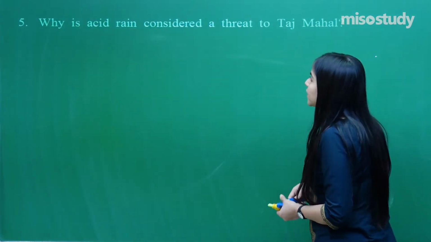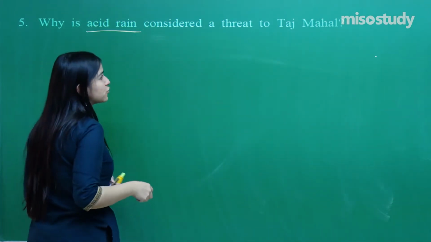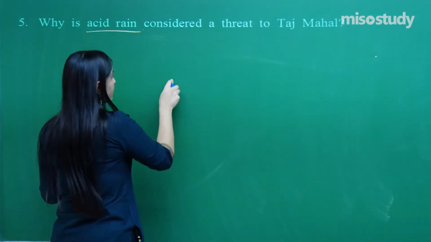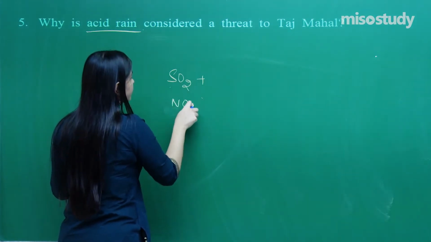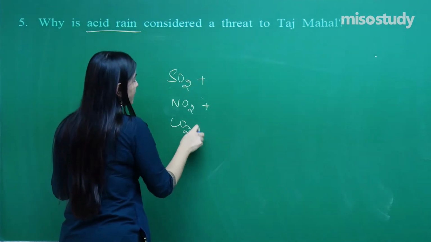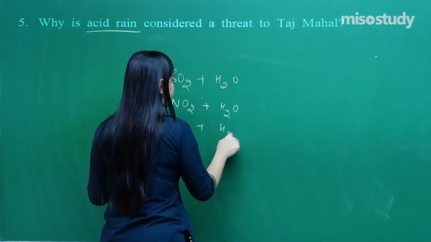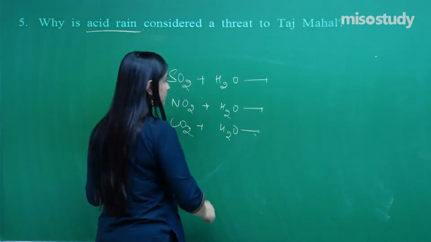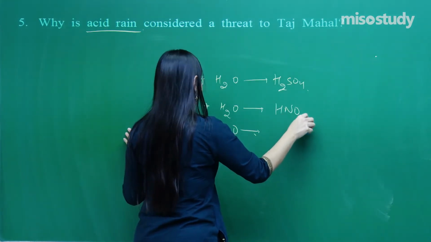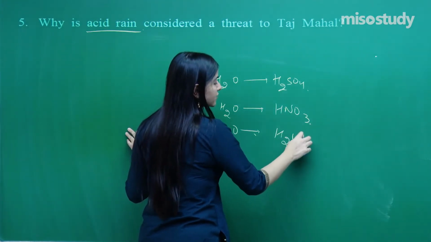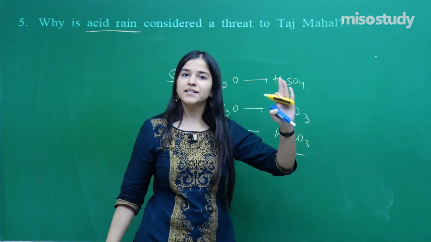Question number 5. Why is acid rain considered a threat to the Taj Mahal? First of all, what is acid rain? You need to mention that because it's a 2-mark question. Basically, these are the pollutants present in the atmosphere that lead to the formation of acid rain. When they react with water vapor, they give certain acids: H2SO4, nitric acid, carbonic acid. This causes the pH of the rain to reduce, thereby leading to acid rain formation.